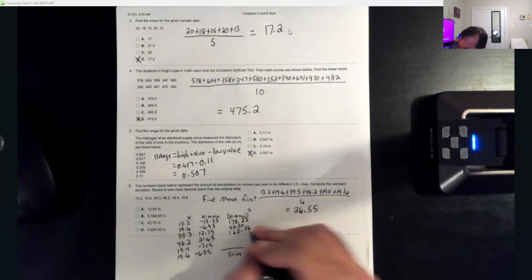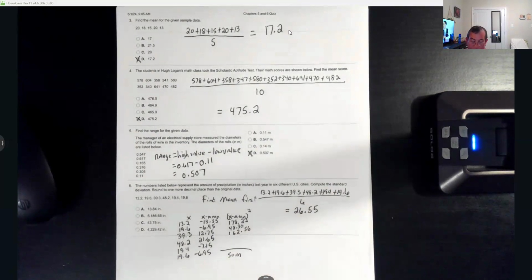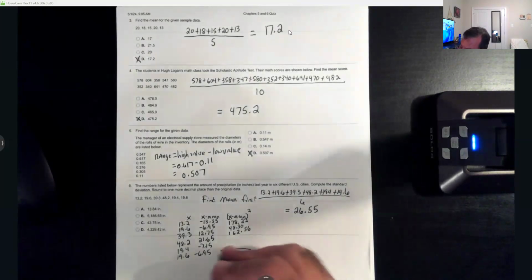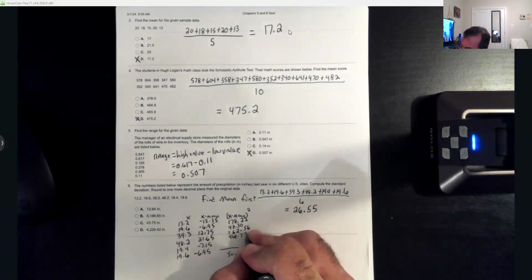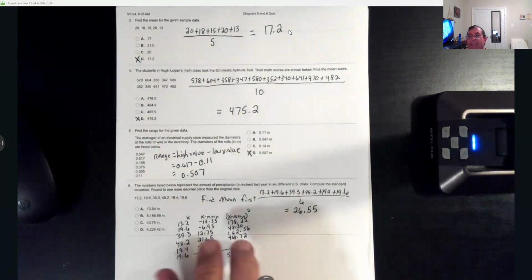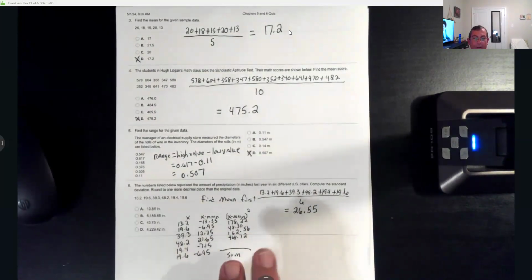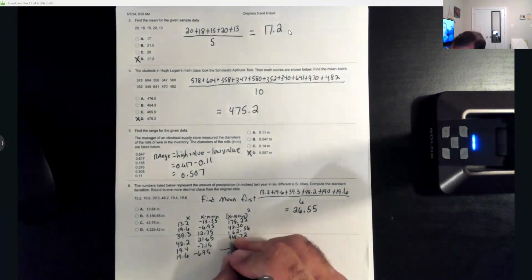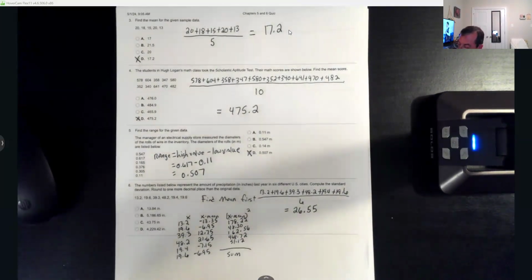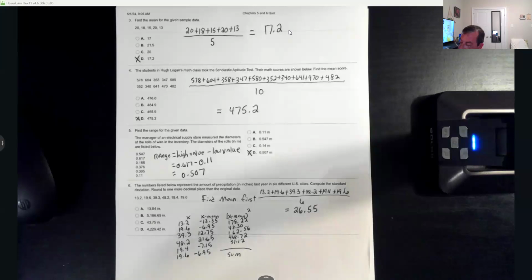162.56. 21.65, square that. 468.72. So look, finding standard deviation is a tedious little job. Negative 7.15, square that. 51.12. And then finally, my negative 6.95, square that, and you get 48.30.